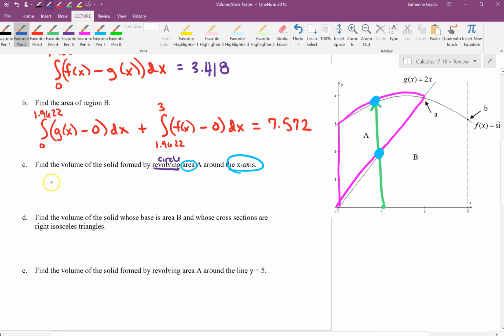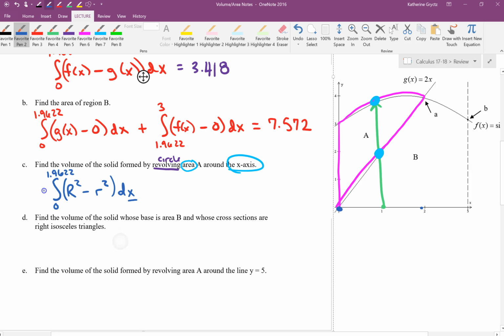So our general format is going to go big R squared minus little r squared. We have to ask ourselves dx or dy. Since we're on the x-axis, we're dx. And that tells us that our interval is going to be in the x variable. Well, for A, the x's go from 0 to 1.9622.